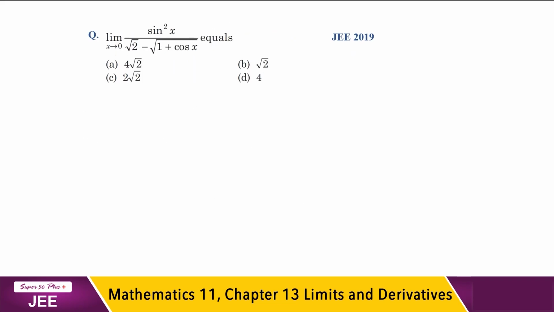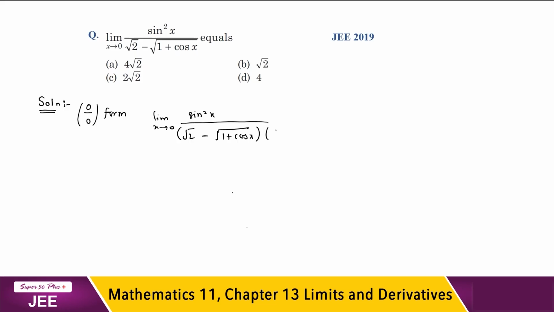Let's move forward. So in this question again we have been asked about the limit x tending to 0, sine square x divided by root 2 minus root over 1 plus cos x, and we have been asked that this limit is equal to which of these 4 options. So let's begin with the solution part. Now one can easily observe this is an indeterminate form of 0 by 0. Alright, now in order to evaluate the limit, since square root term is present, we can again have the idea of rationalizing the denominator.